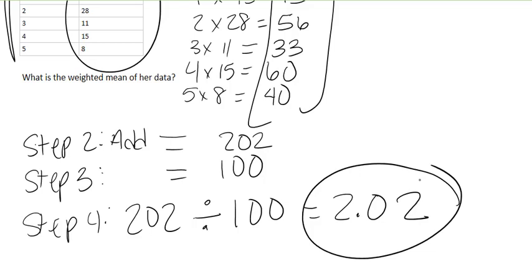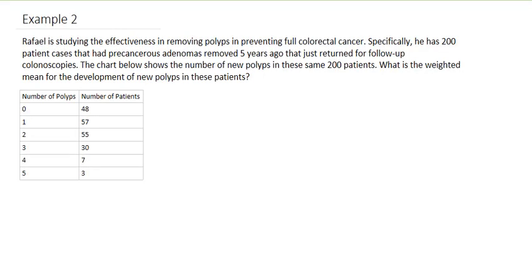So now let's look at another example together. Raphael is studying the effectiveness in removing polyps and preventing full colorectal cancer. Specifically, he has 200 patient cases that had precancerous adenomas removed 5 years ago that just returned for follow-up colonoscopies. The chart below shows the number of new polyps in these same 200 patients. What is the weighted mean for the development of new polyps in these patients?